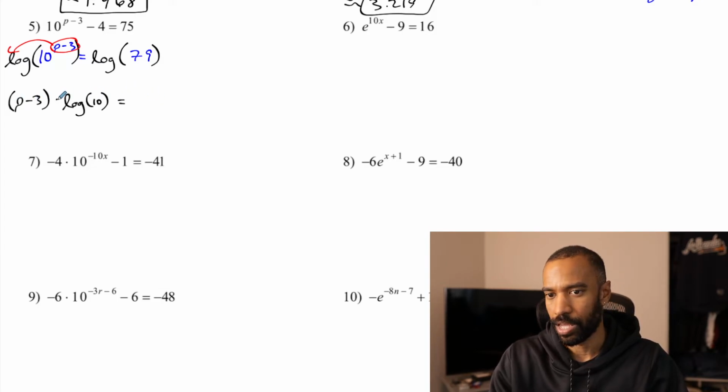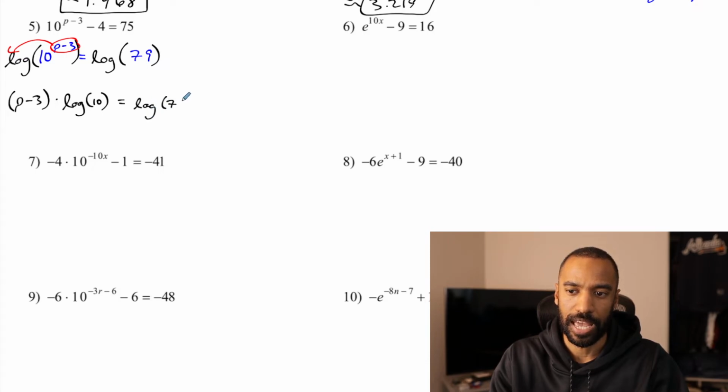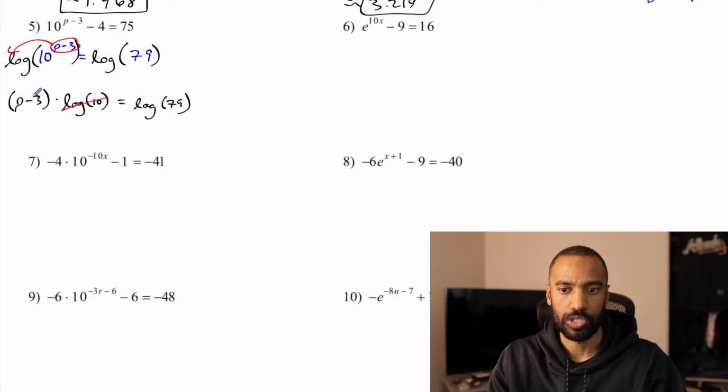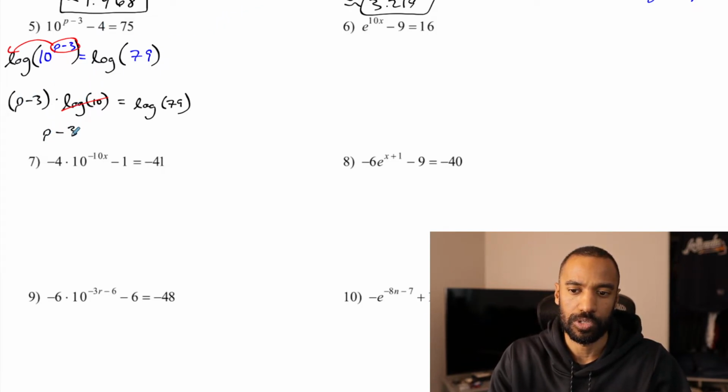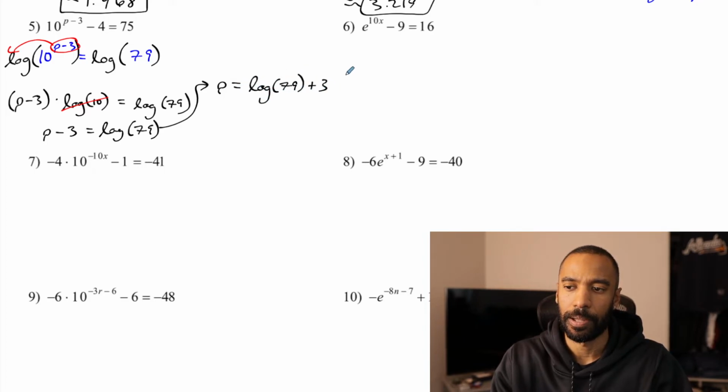The whole thing multiplies by whatever that is. Now, thankfully, right here, log of 10 is just 1, right? If you type log of 10 in your calculator, you just get 1. So you're just left with p minus 3. I mean, the p minus 3 is all that's left. I just want to make sure you know it's the entire thing that's multiplying. So we add 3 to both sides, and you'll get p equals exactly log of 79 plus 3.